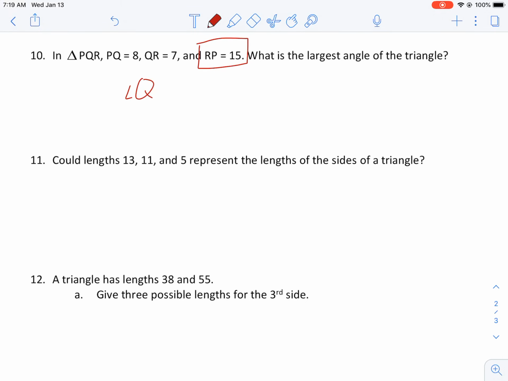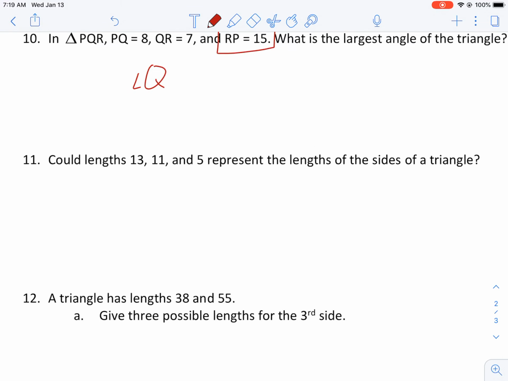Could lengths 13, 11, and 5 represent the lengths of the sides of a triangle? Well, let's look at the two smallest numbers. That's 11 and 5. 11 plus 5 is 16. 16 is greater than 13. So we're good. So yes.